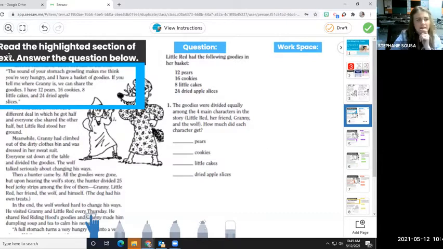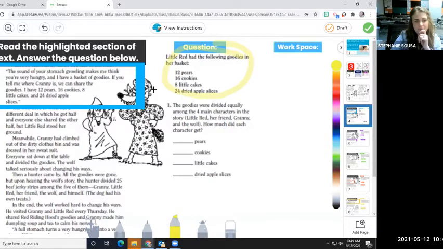Read the highlighted selection of text. Answer the question below. Here's our question. Little Red had these goodies in her basket. The goodies were divided equally among the 4 main characters in the story: Little Red, her friend, Granny, and the wolf. How much did each character get?